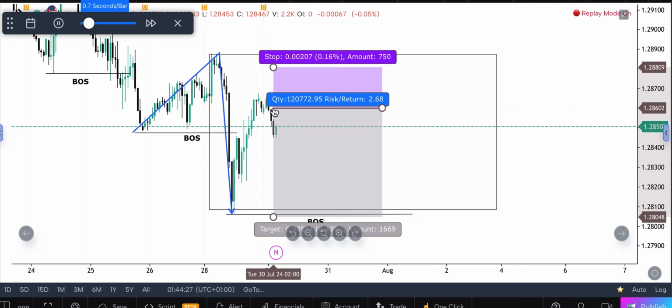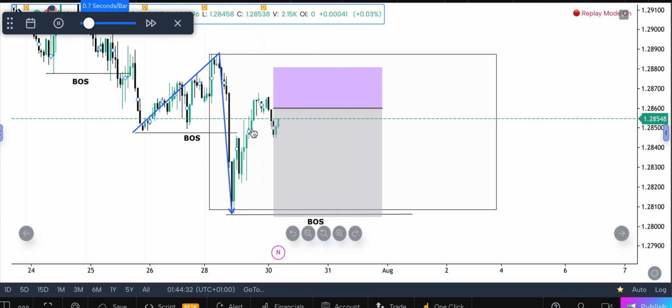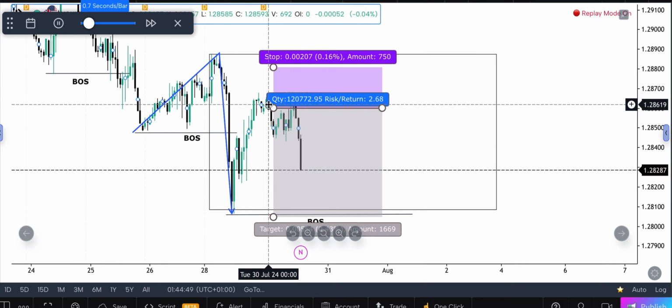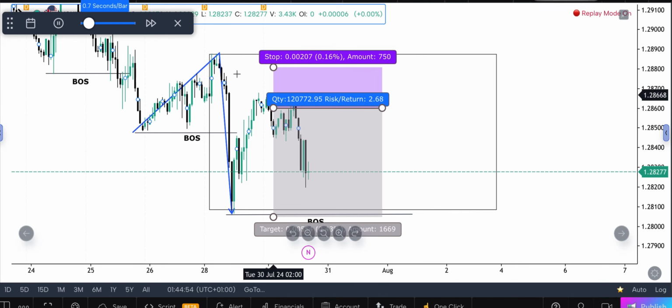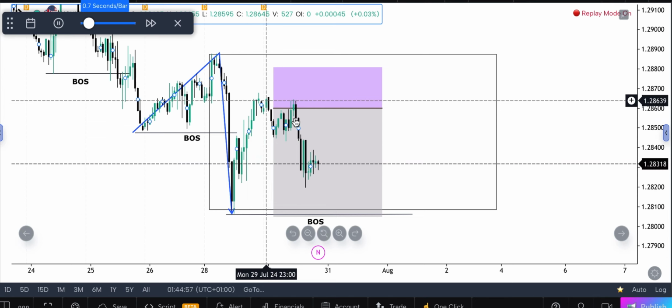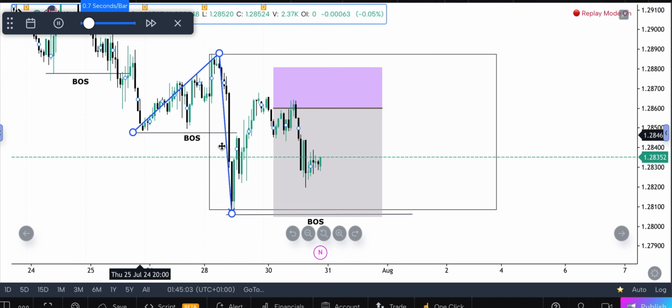So you can see, my internal structure is now aligning with my external structure. Before it was going up. So you would think maybe price is bullish because of this temporary correction that it is doing, and you can now start buying, and then you get stopped out here. So now price has aligned with the external structure.